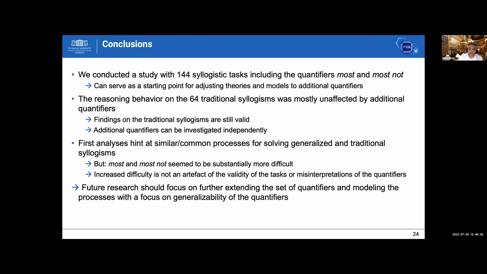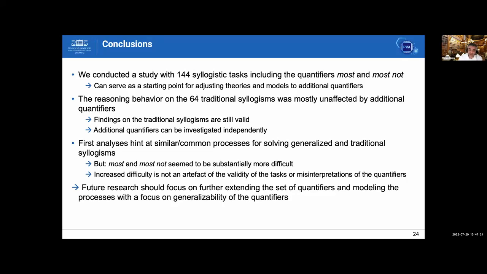To conclude, we conducted a large study with 144 syllogistic tasks, presented to 31 participants. The major goal was to show, or at least support, that research on the 64 traditional syllogisms is still valid. They are unaffected by additional quantifiers. I think this is good news. Second, the first analysis hints at a similar common process for solving generalized and traditional syllogisms. We see that "most" and "most not" seem to be substantially more difficult. However, the increased difficulty is not an artifact of the validity of the task or the misinterpretations of the quantifiers.